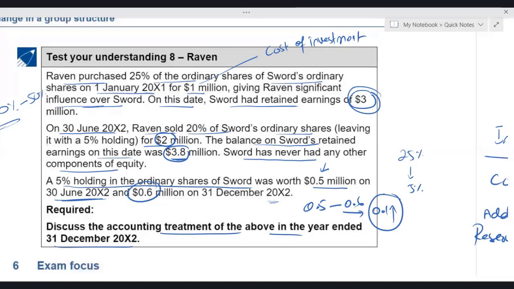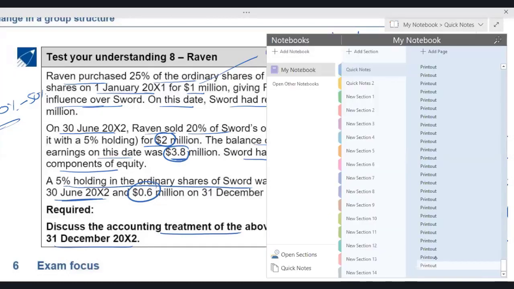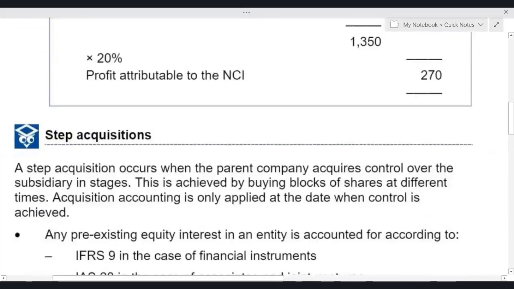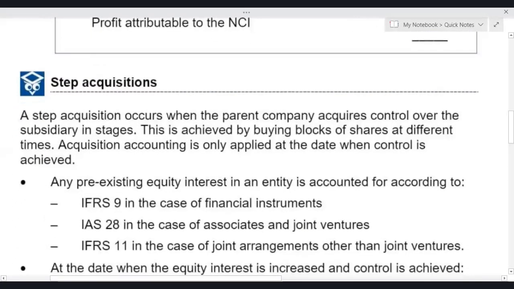Now, let me share one more page. Just a minute. Step acquisition.